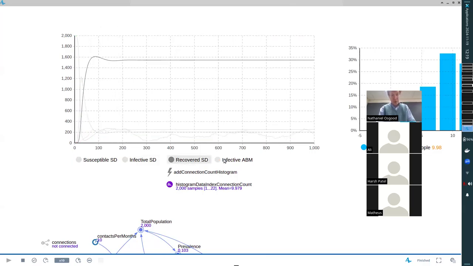Here's recovered, it shouldn't be a surprise. This is the number of infective for the ABM. Effects of an outlier. Good. So this is for the SD model. This is for the ABM model. Would you say the SD model, to some degree, approximates the ABM? To a degree, right? The level of it is not entirely off.